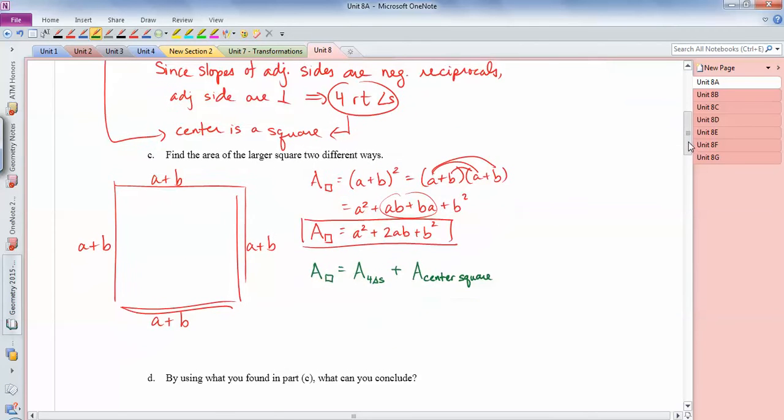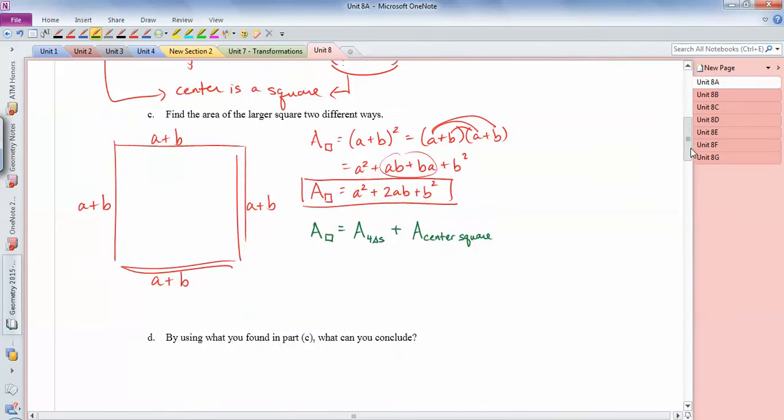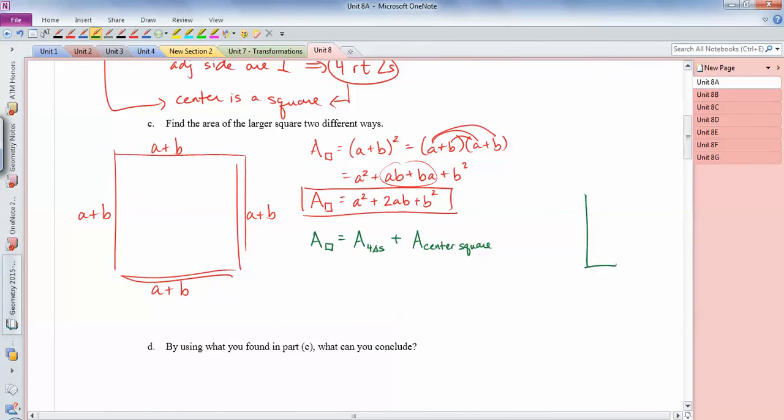Okay, so the 4 triangles, I'll draw one of them right here. So the 4 triangles all look like this. A is the short side, B is the long side, and they're a right triangle. So the area of a triangle is 1/2 base times height, and in this case, it's 1/2 A times B, right? So 4 of them, it's going to be 4 times 1/2 AB.